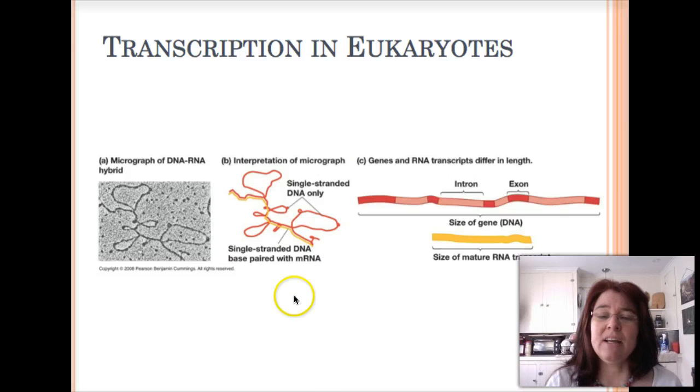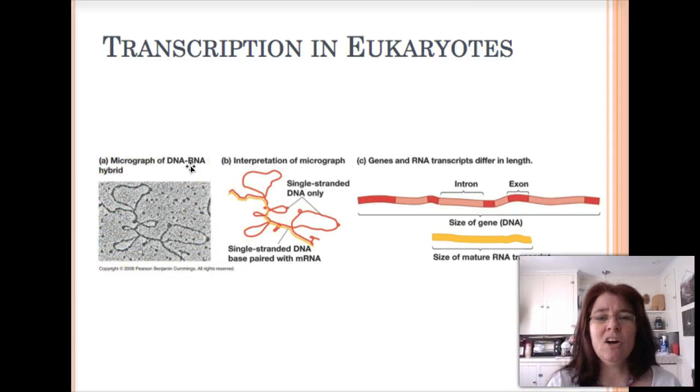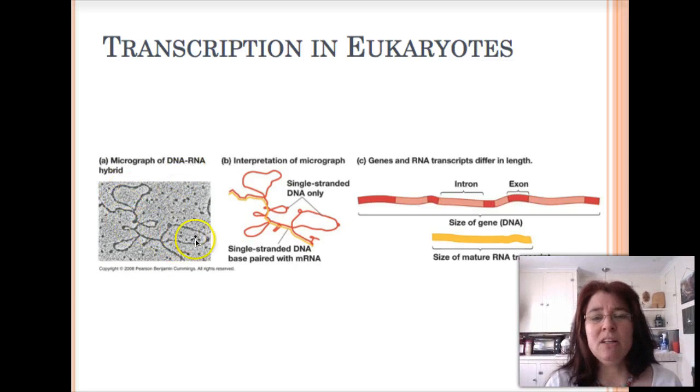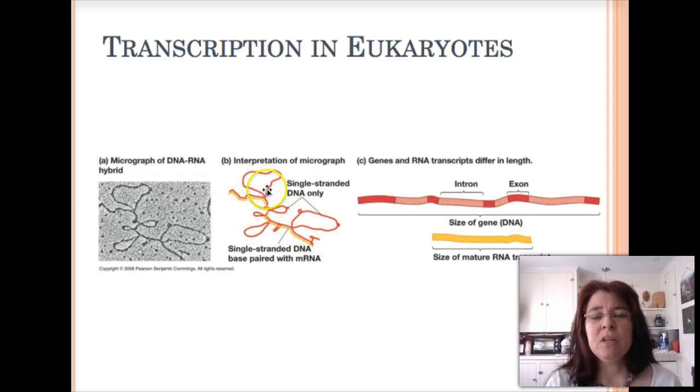So in this slide, we have a couple of different images that all represent the same thing. Over here, you can actually see a micrograph of a DNA-RNA hybrid molecule. It's hard to make out a lot of detail here, but we have the DNA shown in red in this picture, and the RNA shown in yellow. This is the interaction that we see during transcription when RNA is made from DNA.